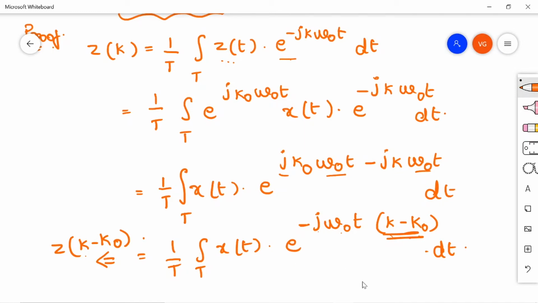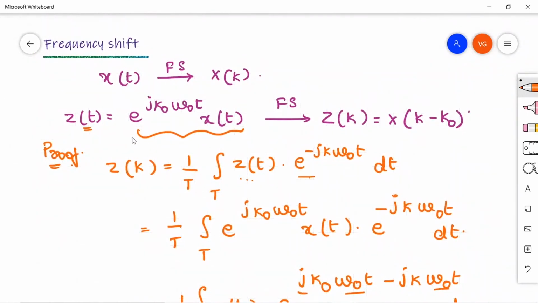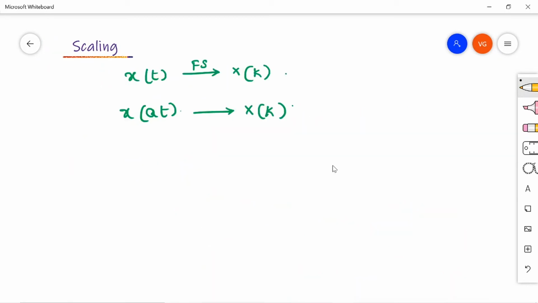This is also a very simple definition, right? So only from the definition I am going for the proof of this frequency shift on Fourier series. Very simple. Next is scaling. If x of t has a Fourier series of x of k, then x of at, the scaled version of the given x of t, also has the Fourier series x of k only. Let us go through the proof to know how this happens.